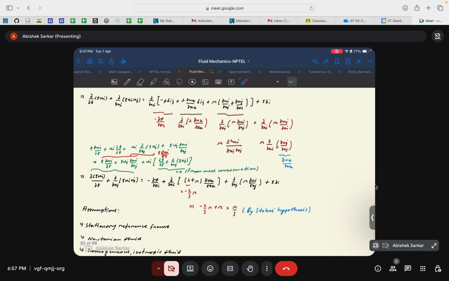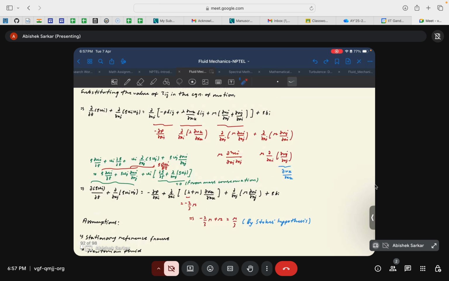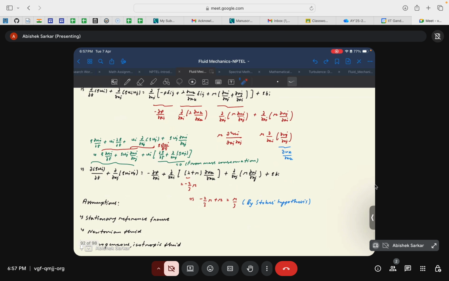Okay, and considering the velocity field to be smooth, you can simplify this term as mu times ∂/∂xi times ∂uj/∂xj. Basically, you can just interchange the order of the derivatives. Then you can write ∂uj/∂xj as something like ∂uk/∂xk. Again, it doesn't matter, you just change the indices.